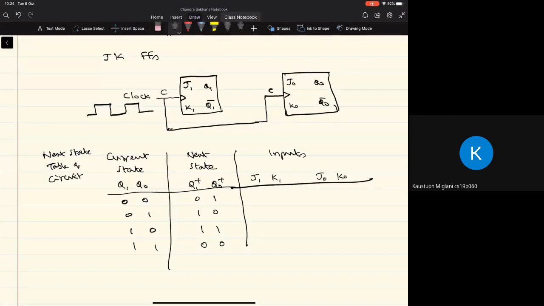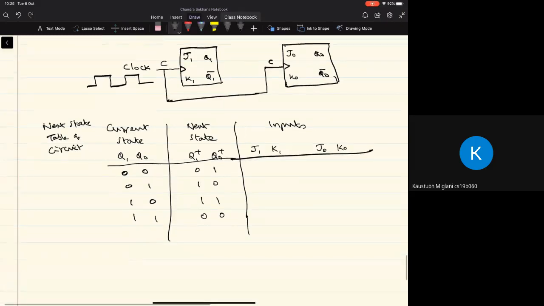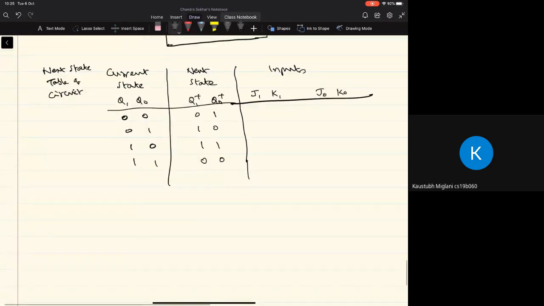We'll have so many pairs of inputs when the JK flip-flops are used. If it's a T or D flip-flop, there will be only one input for each of the flip-flops. Okay. So now we have to tell, for the state change to occur as per this next state table, what should be the inputs to the flip-flops, right? And in order to get these entries in the inputs part of the table, let's try to get what is called the input table of the flip-flop.